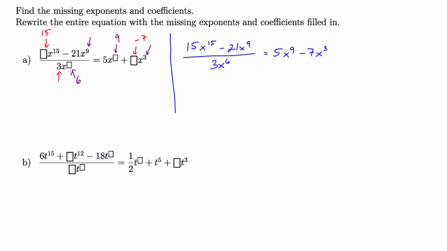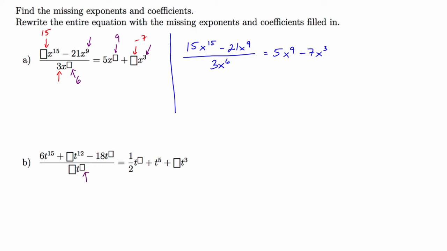In part B of this example, we have 6t to the 15th plus something t to the 12th minus 18t to some power, all divided by something t to the something, and that will equal 1/2 t to the something plus t to the 5th plus something t to the 3rd. There are a lot more somethings in this example, but again, we'll simply start with either exponents or coefficients.